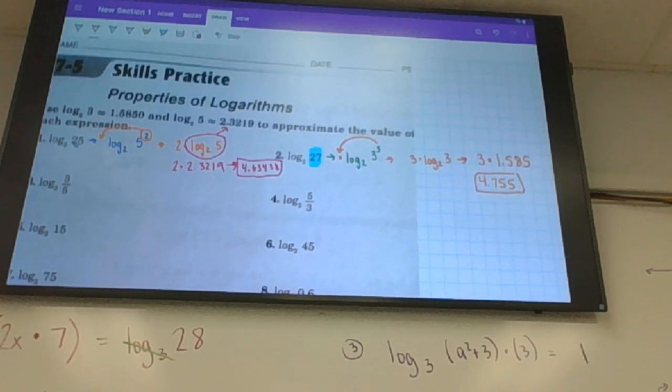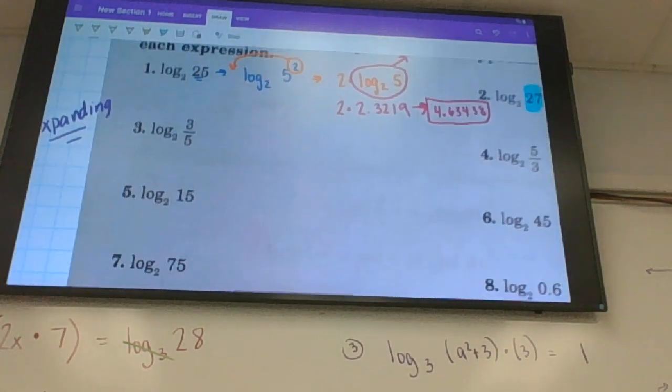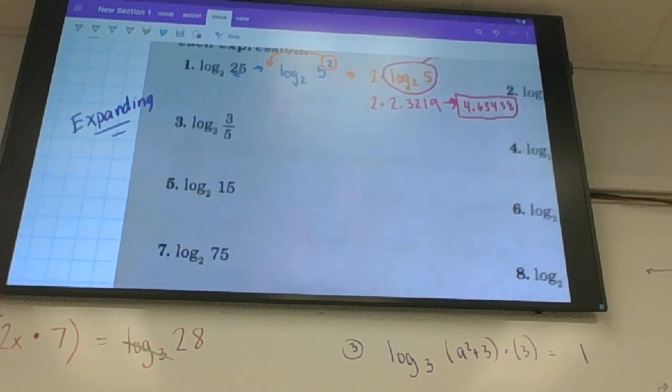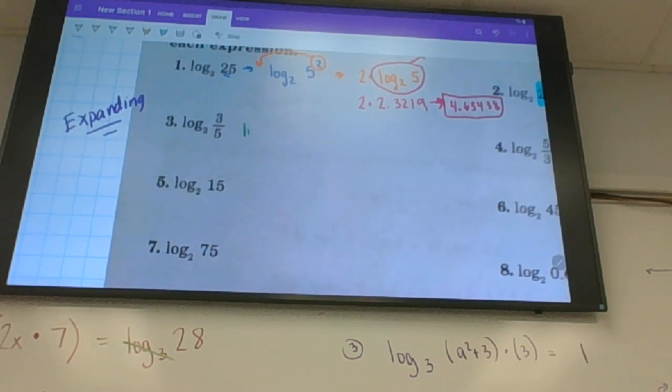All right, then, same concept. So we actually call this expanding. So here I said the word condense several times. And now, working with this, we want to actually expand it. So a quotient is related to subtraction. So I'm going to rewrite this as log base 2 of 3 minus log base 2 of 5. And that's expanding.